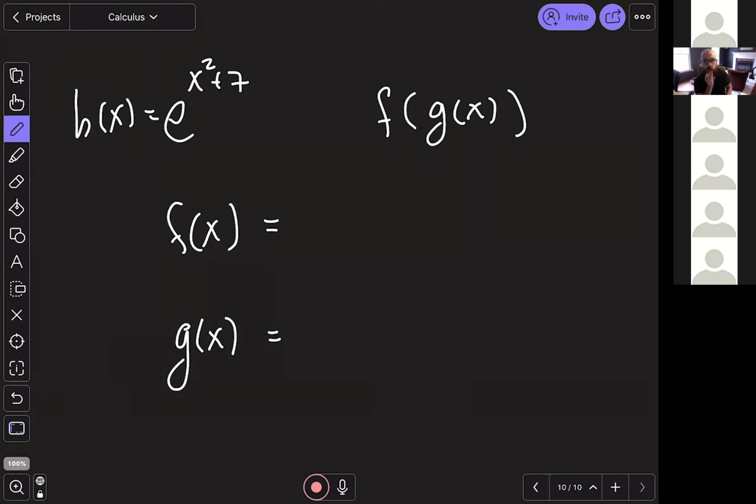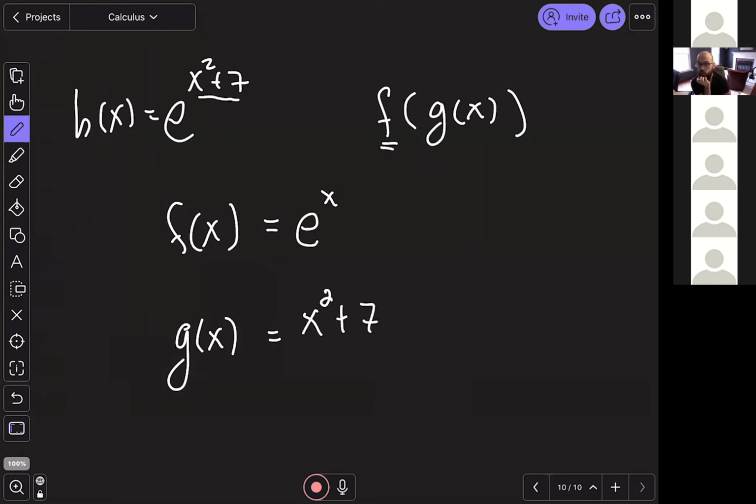Okay. All right, so for this one, when you look at it, you should see, hey, this x squared plus 7 is acting as an input to the function e to the x. So if I break this down, my outside function f is e to the x, and my inside function is what's going on up here, x squared plus 7.